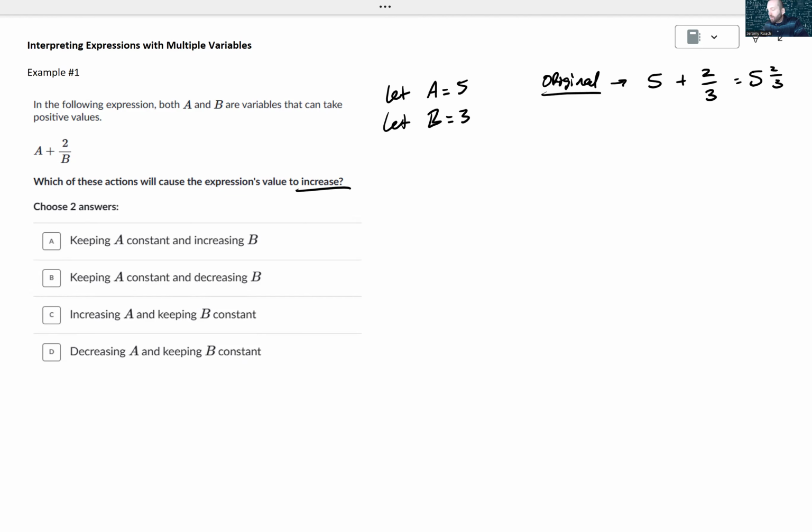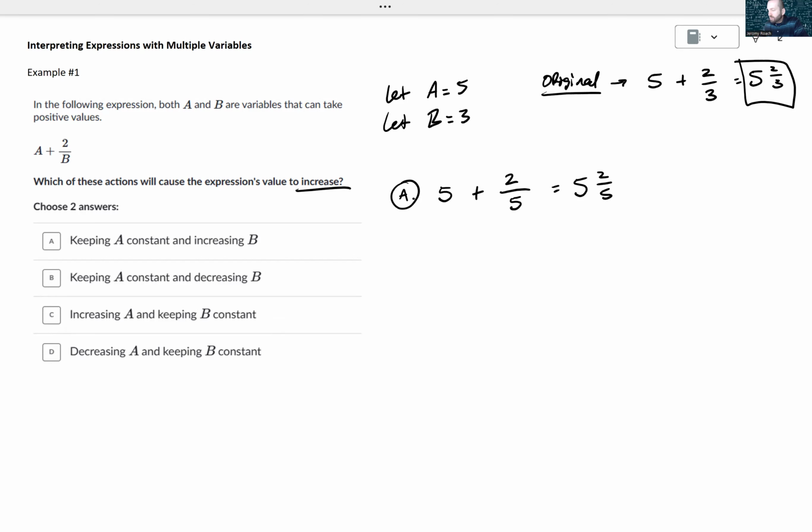So now we're going to look at what happens if we make these changes. So let's look at A. It says keeping A constant and increasing B. So if we keep A constant, that's 5 plus 2 over. Now, if we increase B, we can choose any number really. I'm just going to make it 5. As long as it's bigger than 3, that's fine. So now we have 5 2/5.